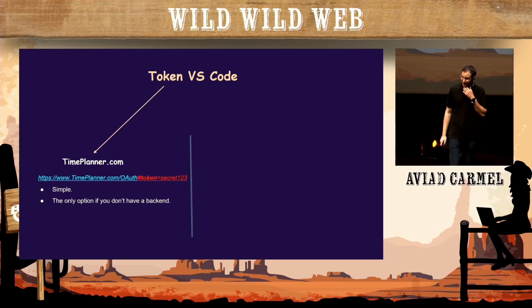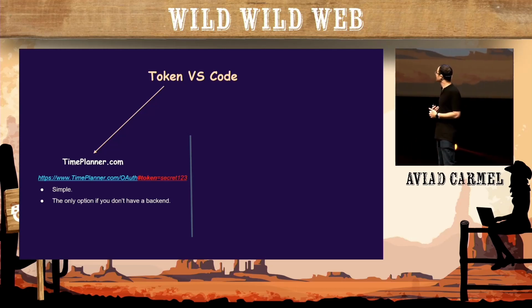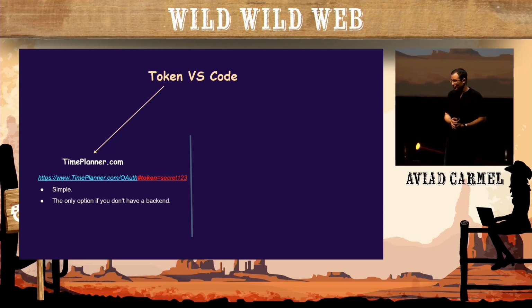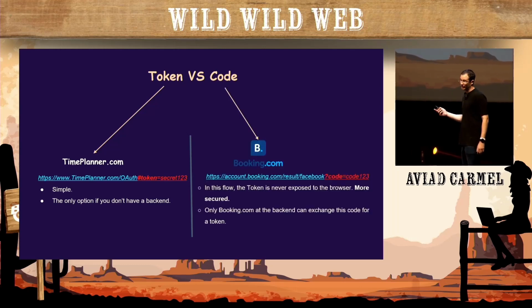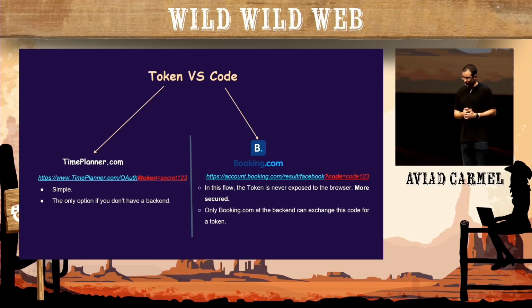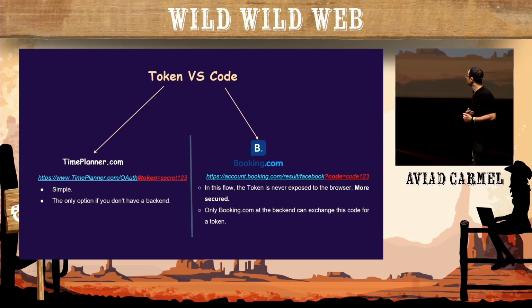In the example with TimePlanner, we saw that the response type was token. It's really simple, and it's also the only option if you don't have a backend, right? If you don't have a backend, you can't exchange the code for a token, since it's an API call from the backend. Now, if you do have a backend, we probably want to use code like Booking. In this flow, the token is never exposed to the browser, so it's more secure, and only Booking at the backend can exchange this code for a token.